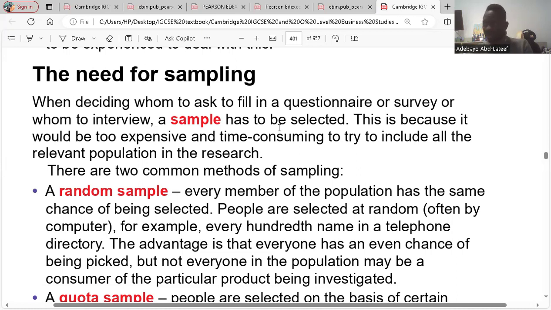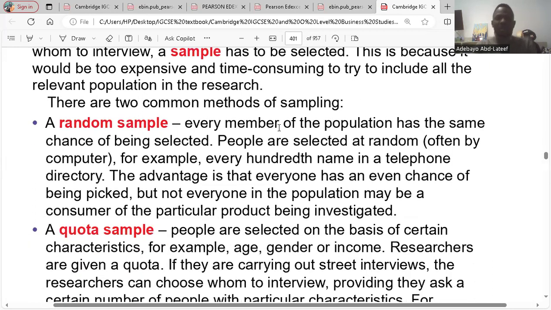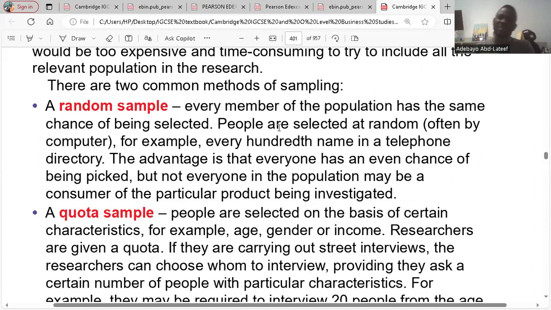We call it sample frame, right? Yes. So there are 2 common methods of sampling. We have a random sample. Every member of the population has the same chance of being selected. People are selected at random, often by computer. For example, every 100 names in the telephone directory. The advantage is that everyone has an even chance of being picked, but not everyone in the population may be a consumer of a particular product being investigated.